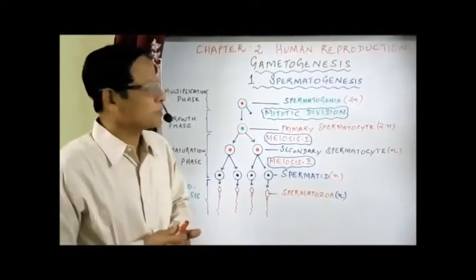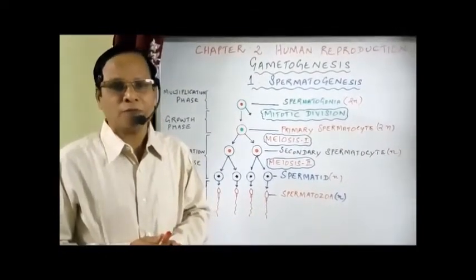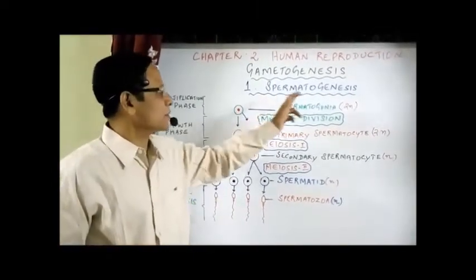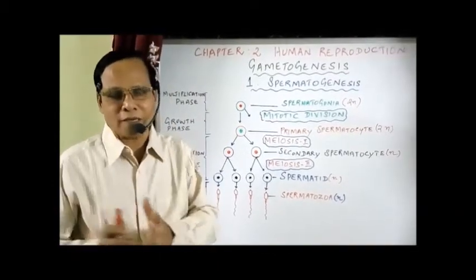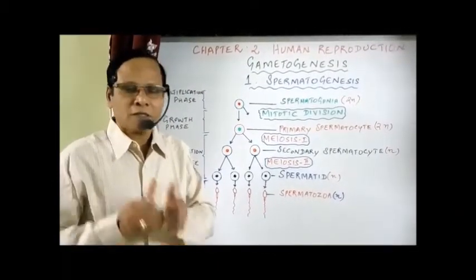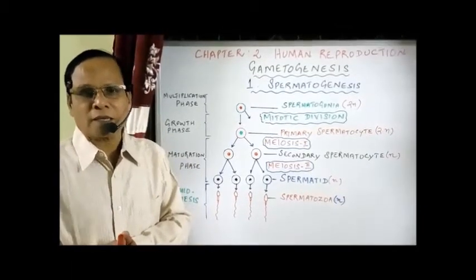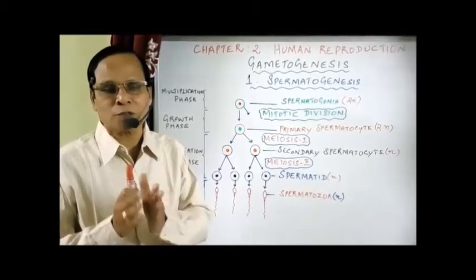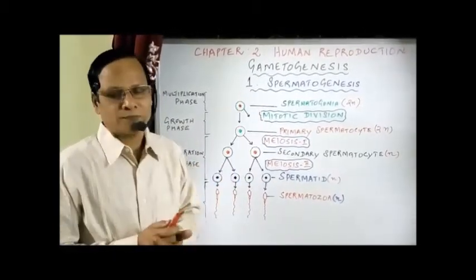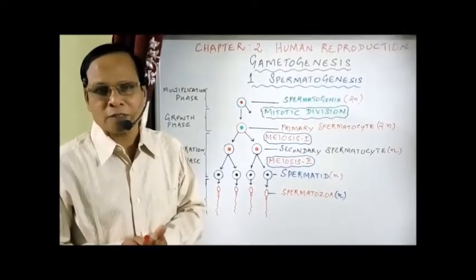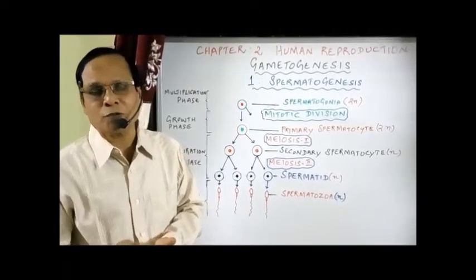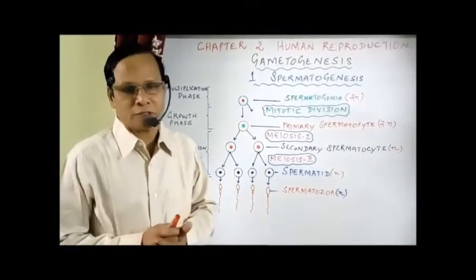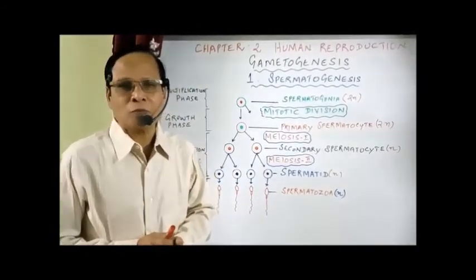Now let's start with the formation of the male gametes. The formation of the male gametes, namely the sperm, is called spermatogenesis. The sequence of events that occur in the seminiferous tubules of the testis to produce the sperm is called spermatogenesis. Now during development what will happen?